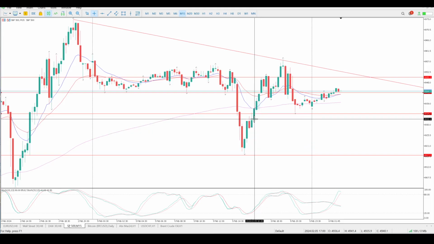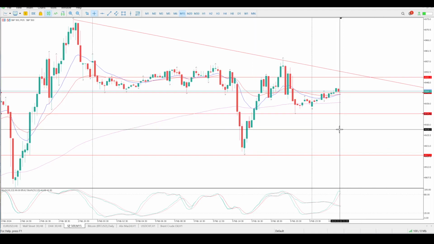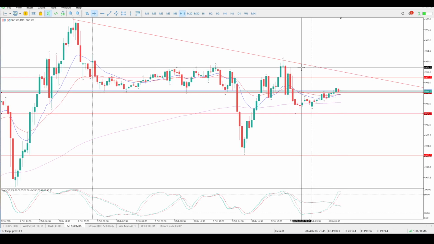So this for me is sit on hands at the moment until we get a clear break. Any break to the upside I'm going to take with a huge tub of salt and pretty much ignore it. I don't think I want to be chasing longs at the moment. This is really starting to look like we have a short-term top in place.